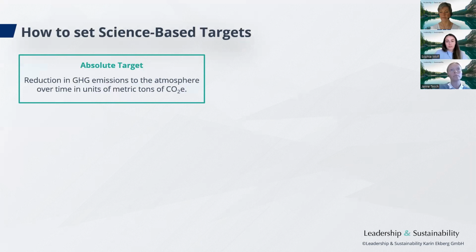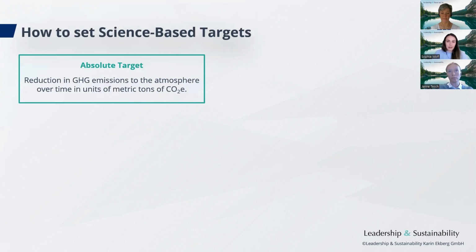This type of target focuses on achieving a direct reduction in the total emissions of your organization, and it's a straightforward approach, where the aim is to lower the overall environmental impact by reducing the actual emissions, regardless of the changes in other factors like revenue or production levels. This approach provides a clear and quantifiable measure of your organization's commitment to reducing its carbon footprint.